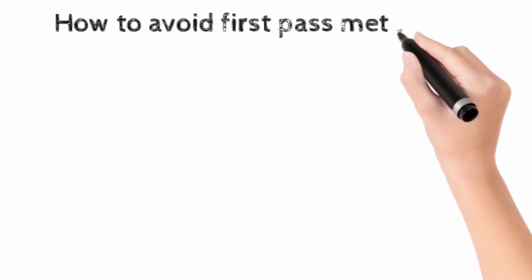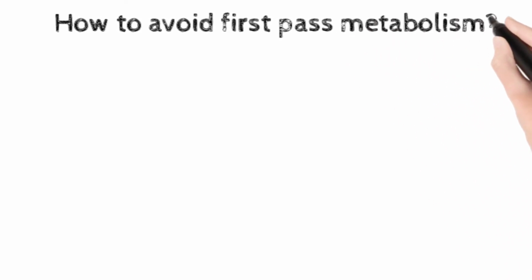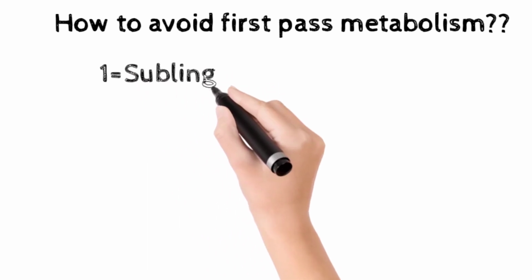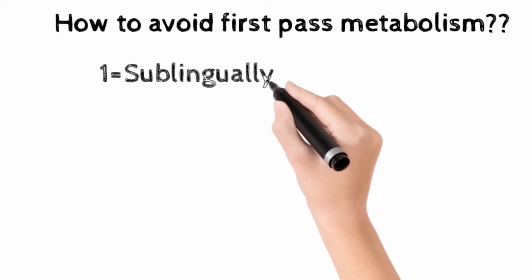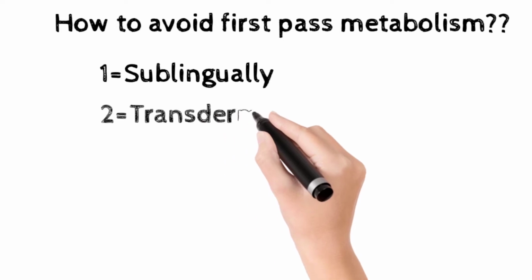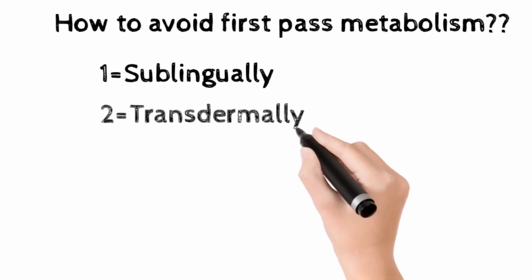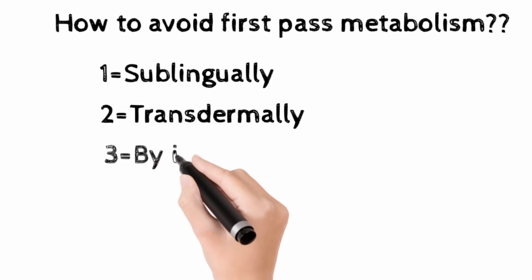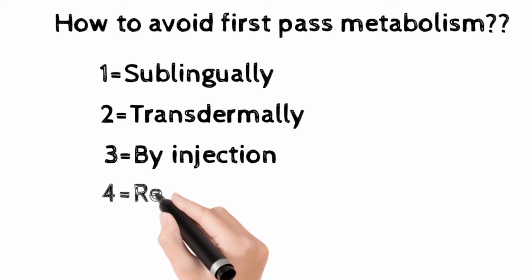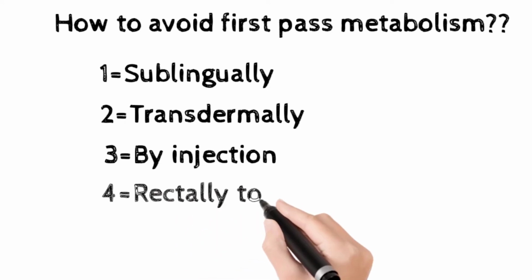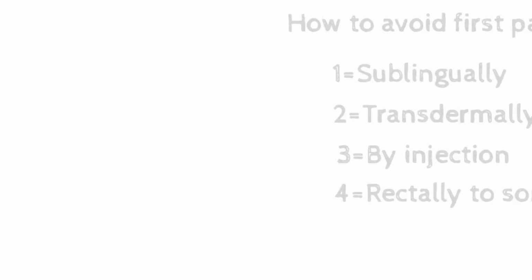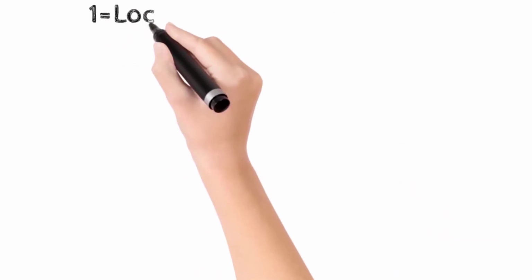Now the question is, how to avoid first pass metabolism? Meaning we do not want the drug to go to the liver. Then we have methods. Number one is sublingually: we place the drug below the tongue. Next is transdermally, through the skin. Third, by injection, meaning intravenous or intramuscular. Fourth, rectally to some extent. These avoid first pass metabolism.